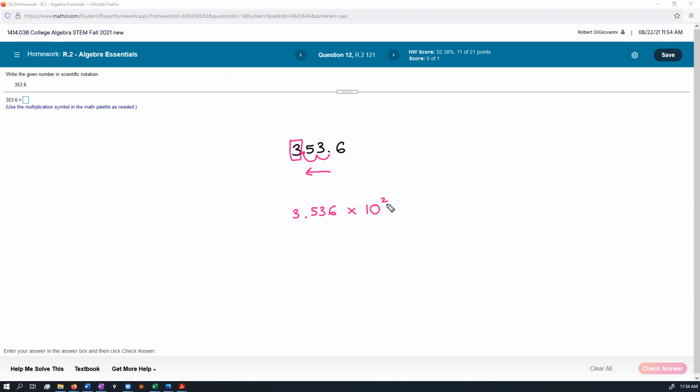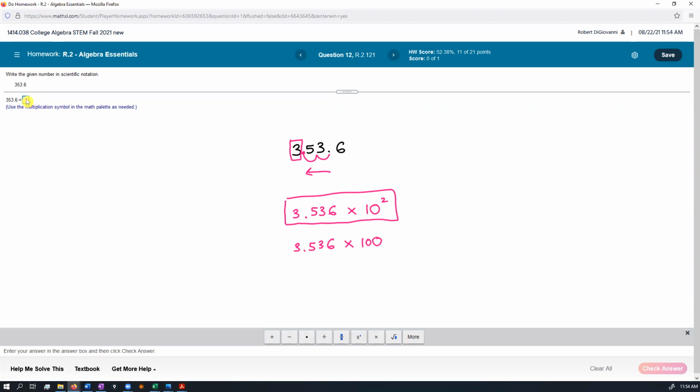Now, if this has confused you in the past, it's really not that complicated. All we're saying here is that if you take the number 3.536 and multiply that times 10 squared, which is 100, when you multiply that by 100, it moves the decimal place 2 places to the right. And that gives you back the original number here, 353.6. So this is just a condensed way of writing it. It's an easier way to work with numbers when you start to have really, really big numbers and really, really small numbers. Okay, so let's see how they want me to write this, because I'm not sure.